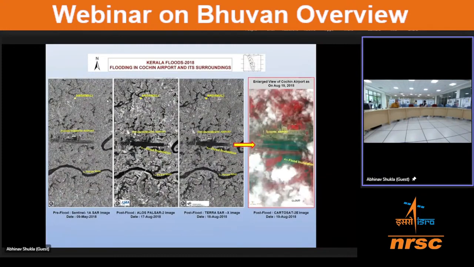And this is one case study for Cochin, wherein the once-in-100-year return period floods happened in Kerala, and a lot of flooding was seen over the entire state altogether. We were able to see the floods in Cochin using microwave, and when the clouds were gone, using the optical data.